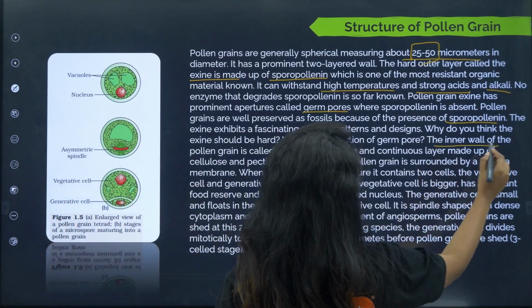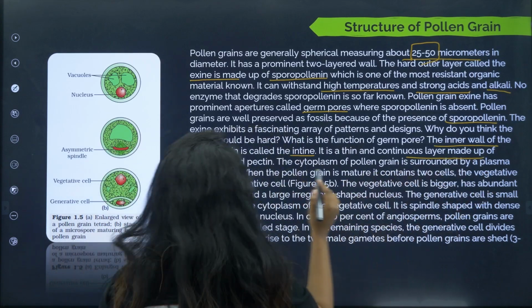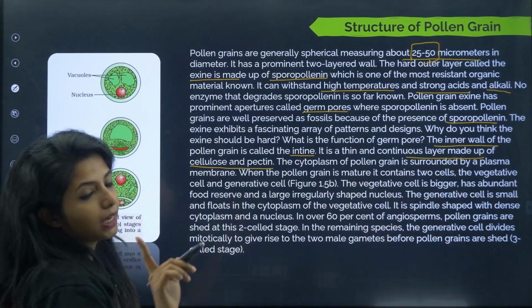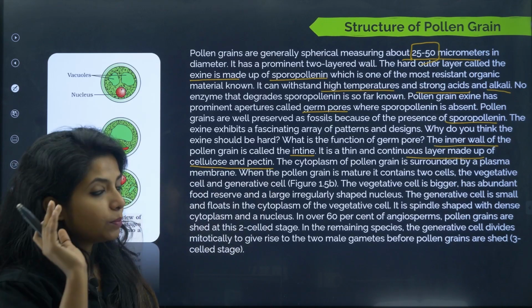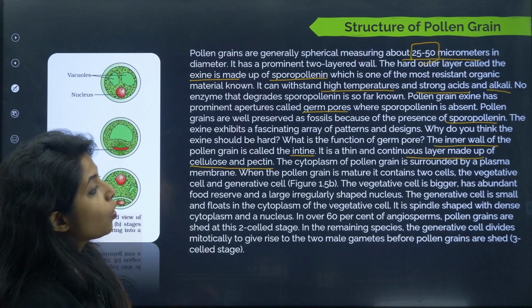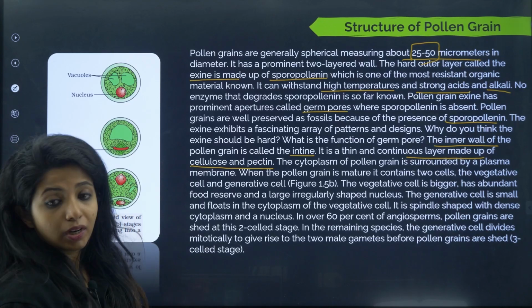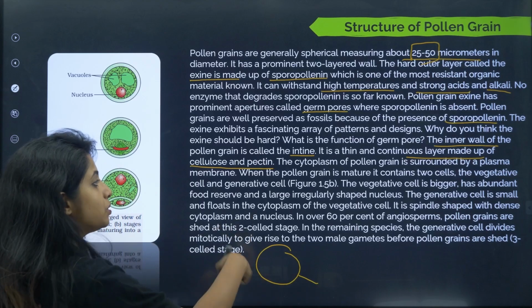Now, the inner wall of the pollen grain is known as the intine. It is a thin and continuous layer made up of what? Cellulose and pectin. Pectocellulose could also come. Okay, so understand, use your brain there. So pectin and cellulose. Now, the cytoplasm of the pollen grain is surrounded by a plasma membrane. I told you, obviously if it's a cell, it has to be provided with a plasma membrane.